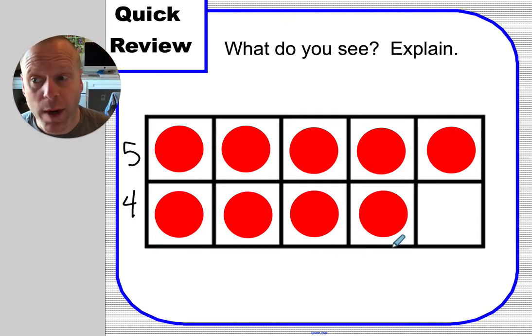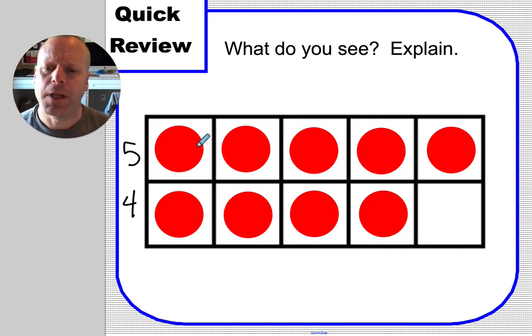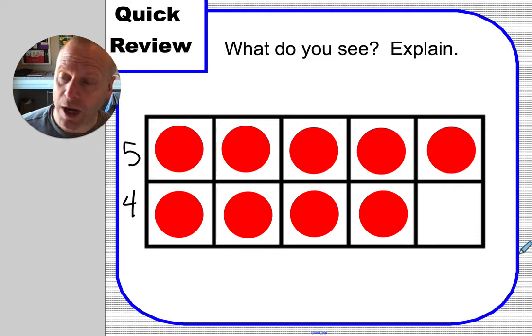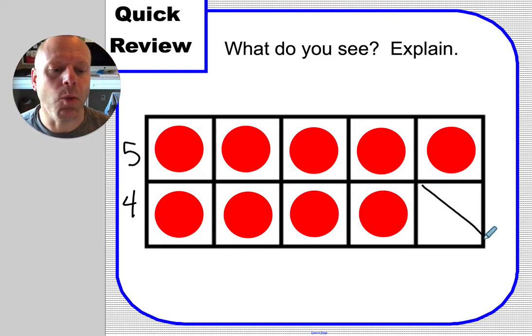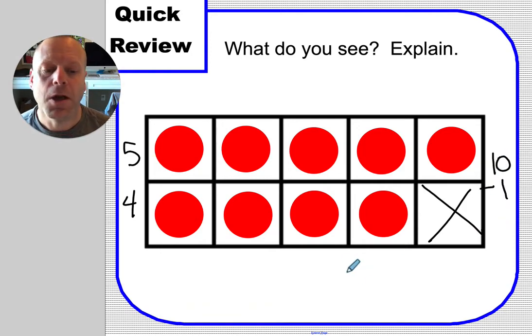But I think the quicker way to do this is that count back we hinted at in the last one. 10, right, would be a full 10 frame, but we're missing 1. So really we have 10 take away a little bit. Both ways, whether you're adding up or if you're counting back a little bit, will get you 9.